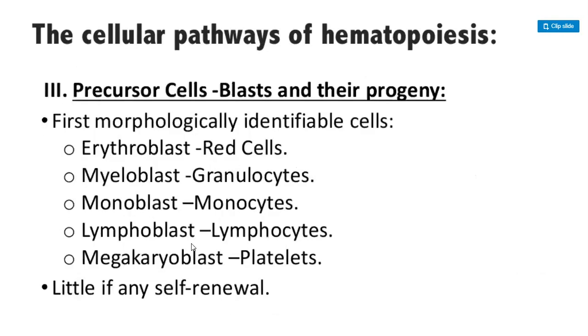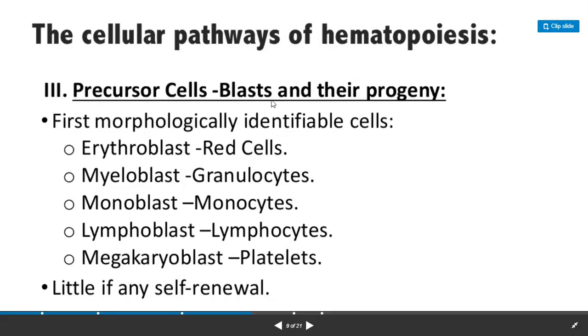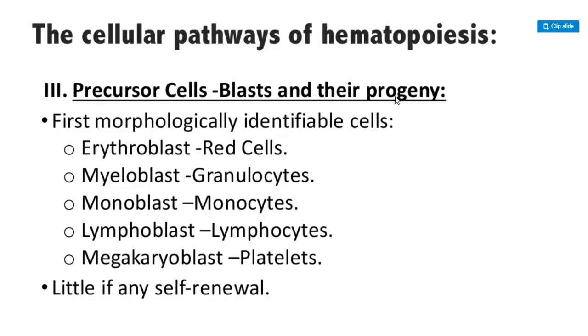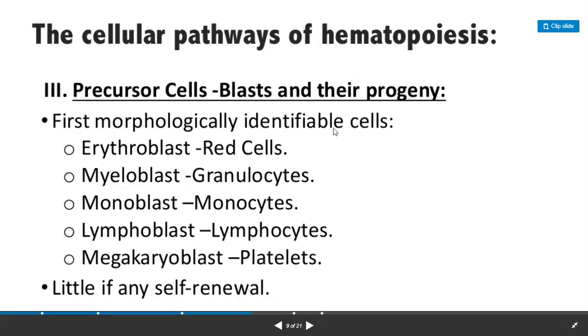So these are precursor cells. Now precursor cells are blast cells and their progeny. So blast cells, we would look at them later also. Now, before you get an erythrocyte, you must first get an erythroblast. So blast cells give rise to cytes. In the process of differentiation of blood cells, you first get a group of cells that are called blast cells. So it means, let me take you back a little.